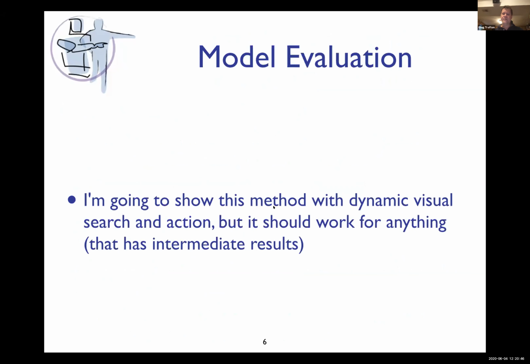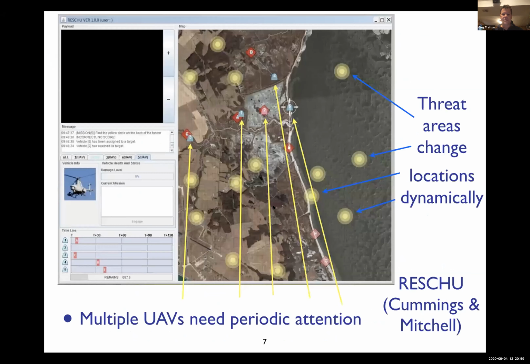So what I'm going to do is show the task itself that we're working on here. And I'm going to show this method with a dynamic visual search and action task. Again, it should work for anything that has intermediate results. So this particular task is a supervisory control task. It's called Rescue. It's from Cummings and Mitchell.